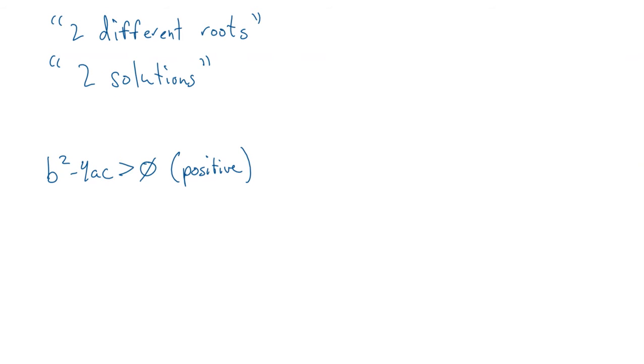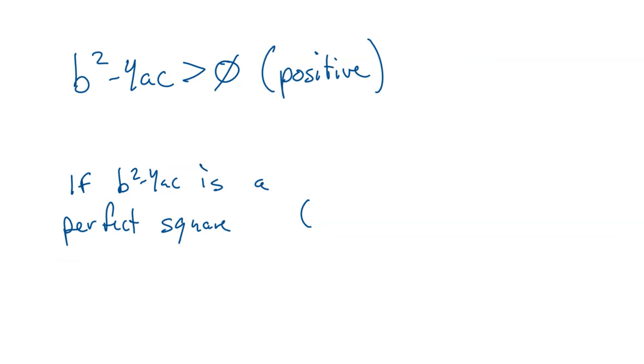There's another part to this one. The other ones are a little bit shorter. If b squared minus 4ac is a perfect square, what are the perfect squares? Yeah, I would write it down. Who knows their perfect squares?